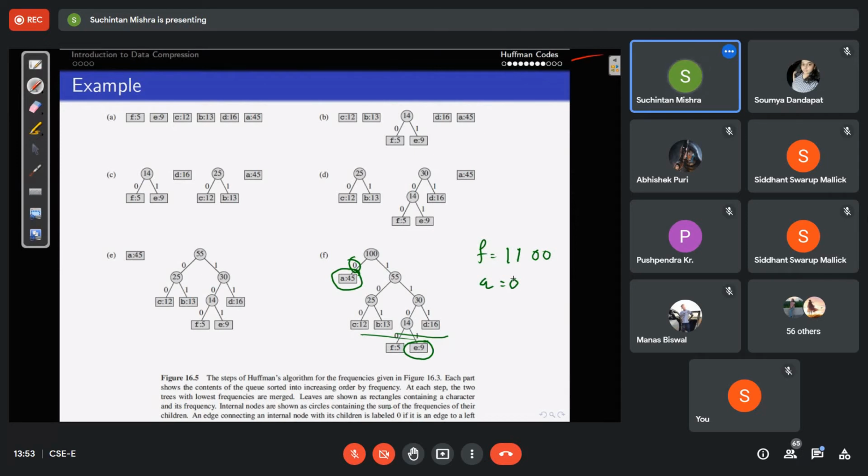Is it clear how we are doing Huffman codes? What is the advantage of Huffman codes? What is fixed length code? What is variable length code? What is encoding? What is data compression? All those concepts are clear.